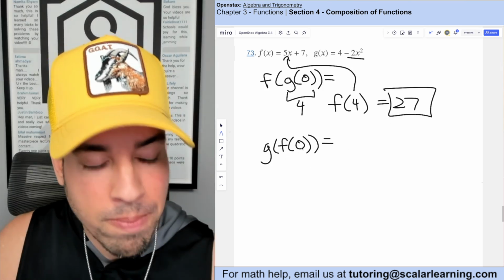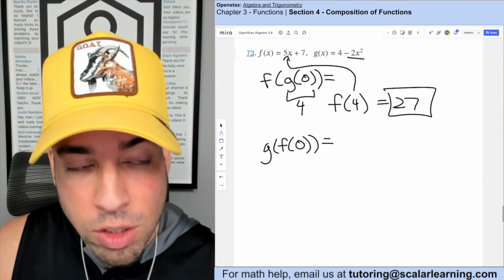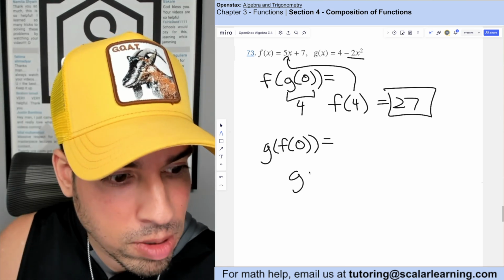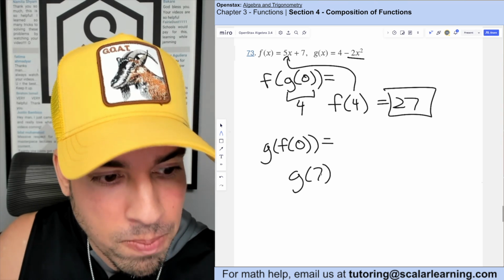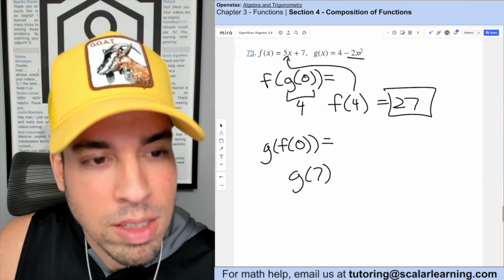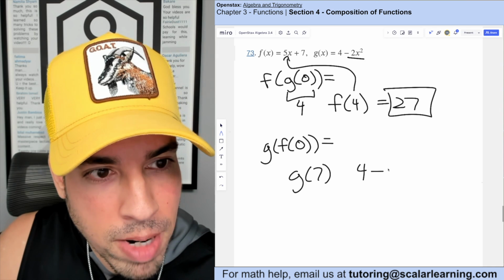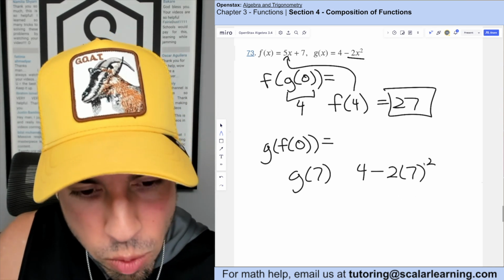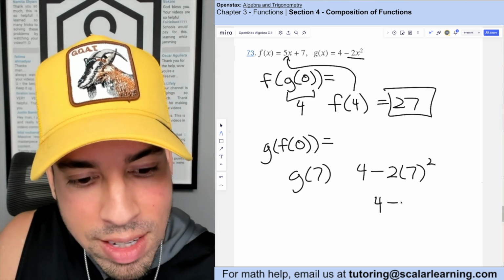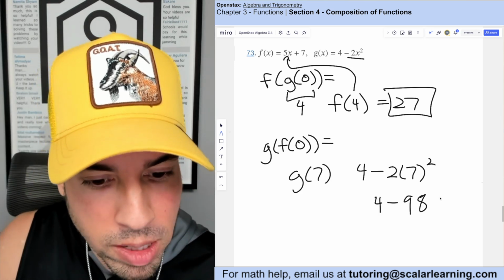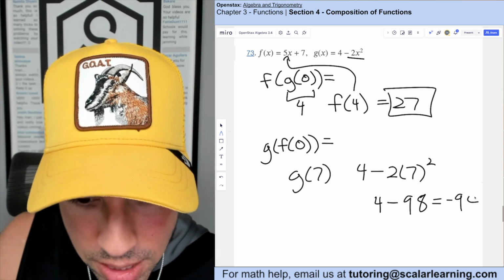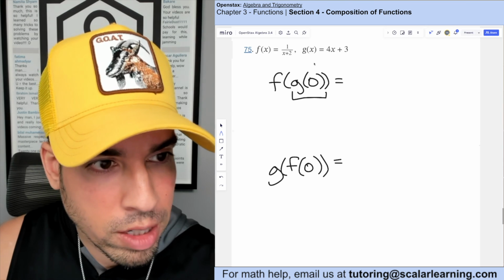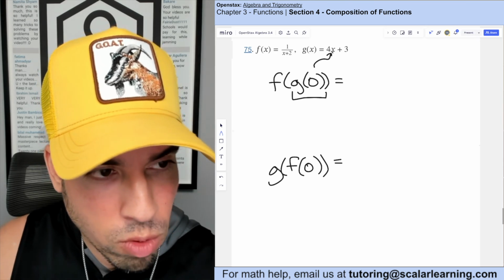Done. Now let's go the other way. Now if I plug in 0 for f of x, right? 0 times 5 is 0 plus 7 is 7. So this is the same as taking g of 7. So plugging 7 in here, 7 squared, let's write that out. 4 minus 2 times 7 squared. 7 squared is, of course, 49 times 2 is 98. 4 minus 98 is -94. Boom, done.